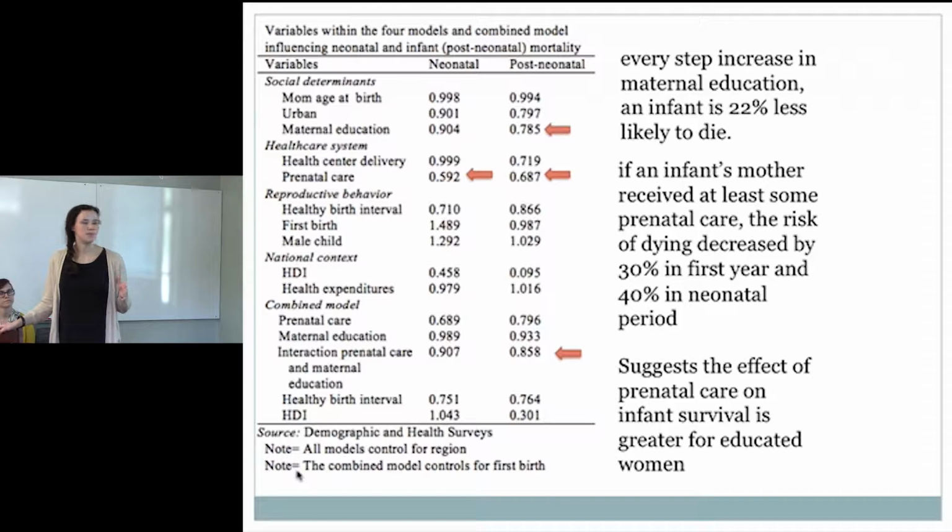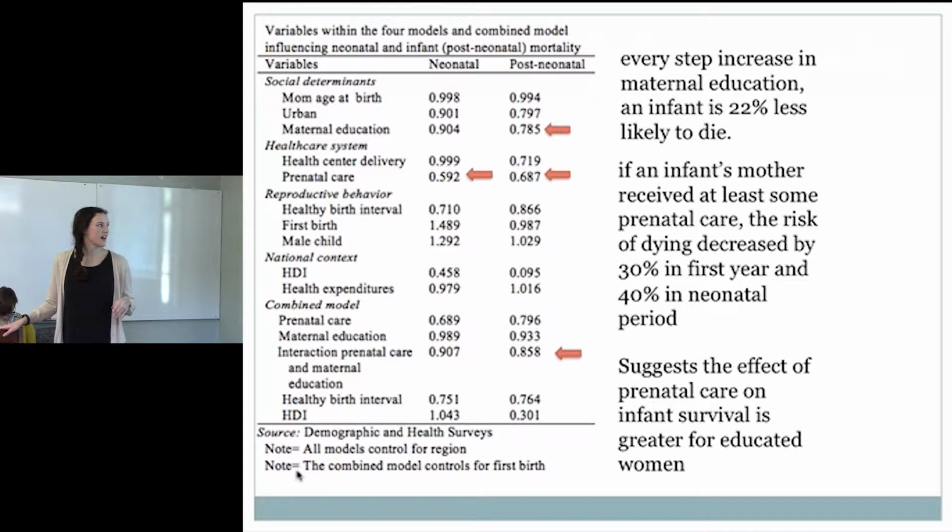There's often a debate between whether maternal education and healthcare interventions interact, or if they cancel each other out. And so I did an interaction to test whether education strengthens the intervention, so mothers are more able to utilize it, or if the intervention itself can stand alone.